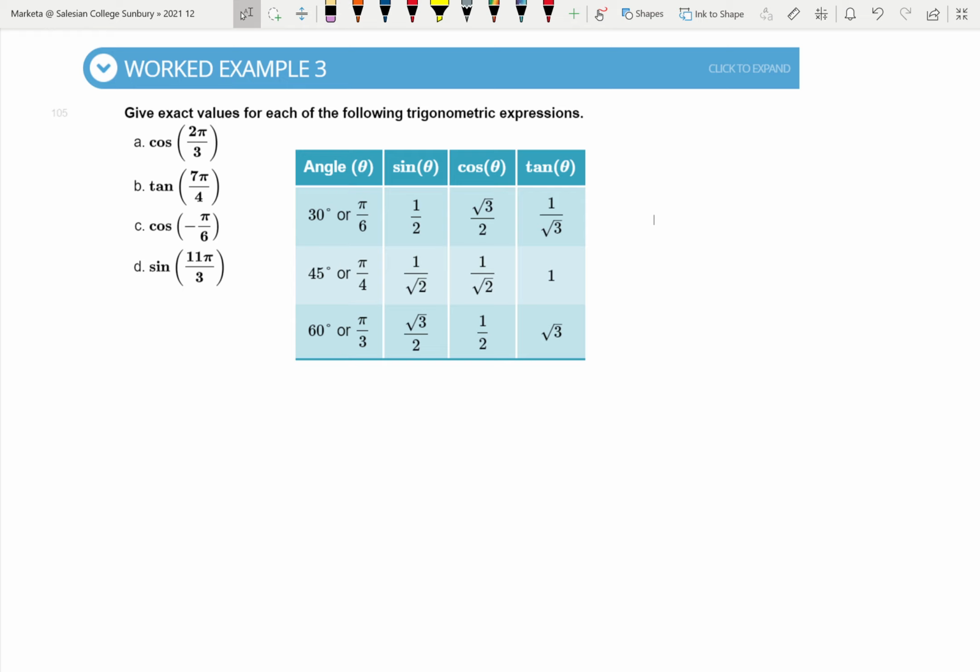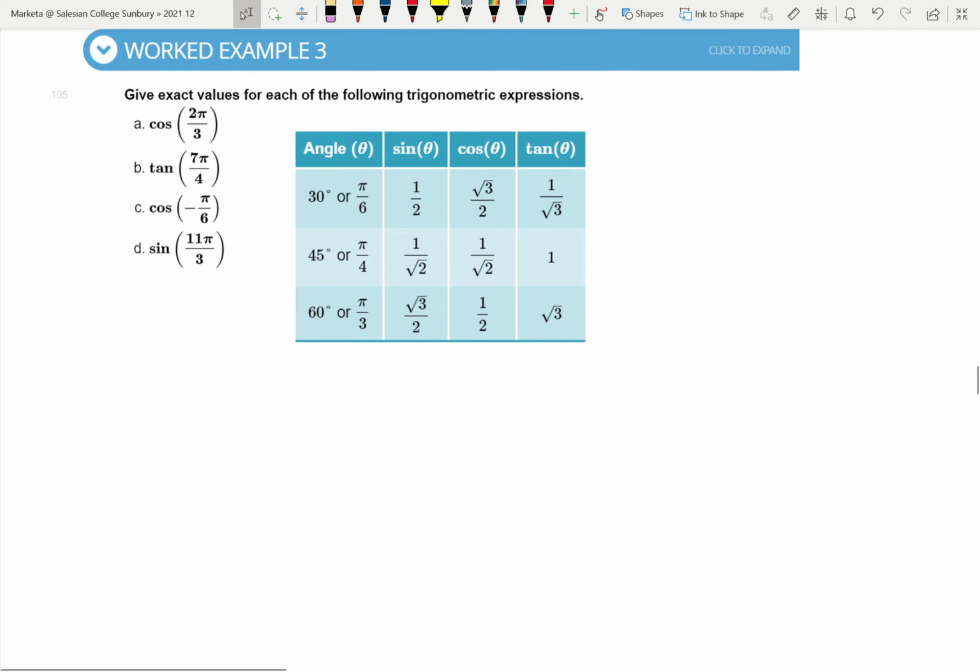So I've already done a video on finding the table of exact values or deriving it from the two triangles. And look, by now you should be pretty familiar with the table of exact values. So we're going to use that in order to answer these questions here. So this is worked example 3 from your JAC Plus textbook. So look, I'll start with the cos of 2 pi on 3.